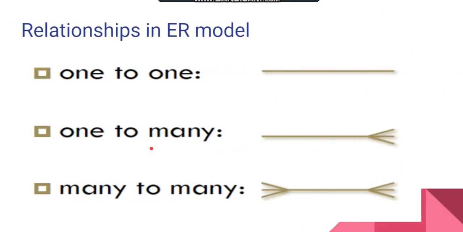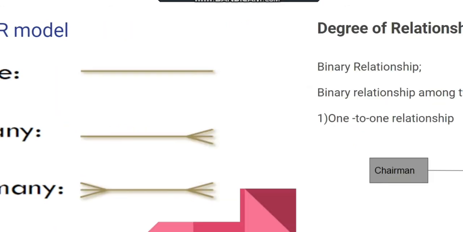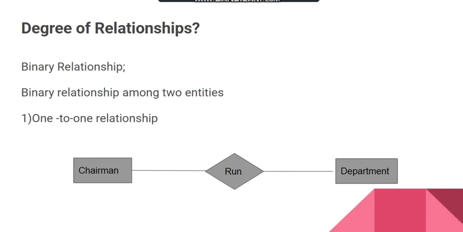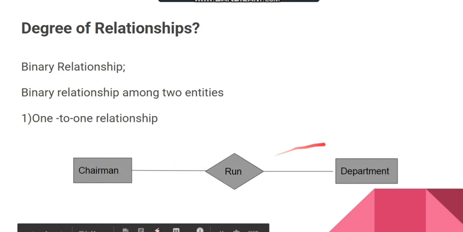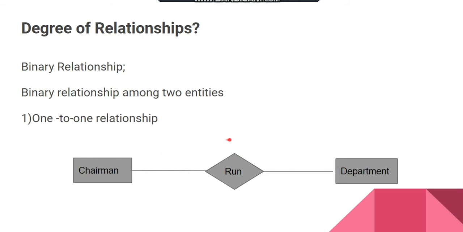So we have relationships in the ERD model. In the ERD model we have entities and we have relationships, along with the weak entities and strong entities we discussed. We have one-to-one, one-to-many, and many-to-many relationships. We will see these later. So, degree of relationships. We have one-to-one relationships. For example, a chairman can run one department. So it is called a one-to-one relationship and we call it a binary relationship. This is called the degree of relationship.